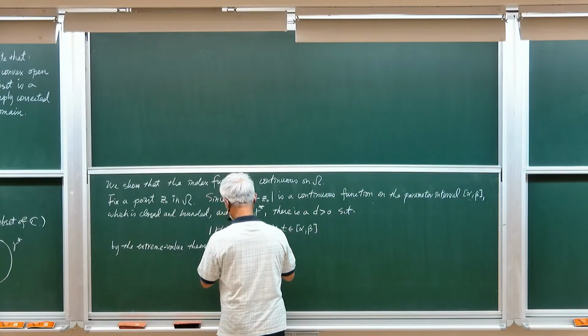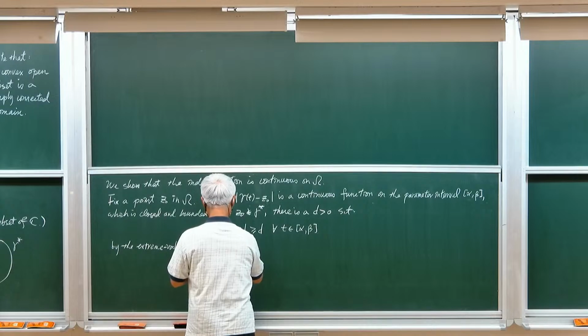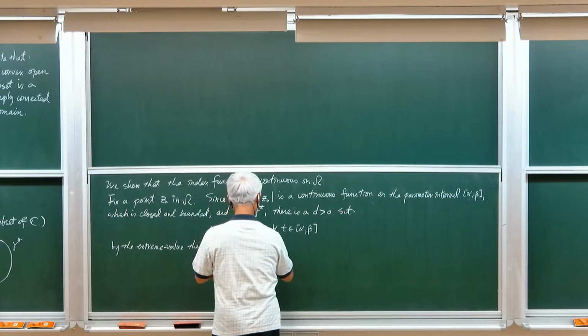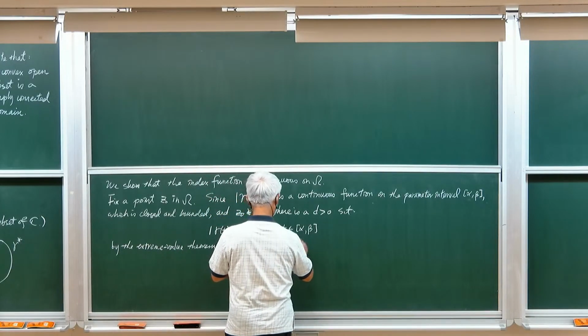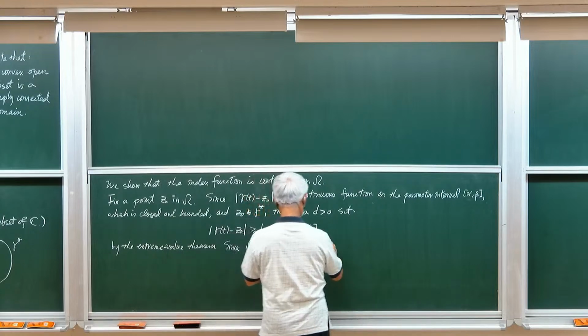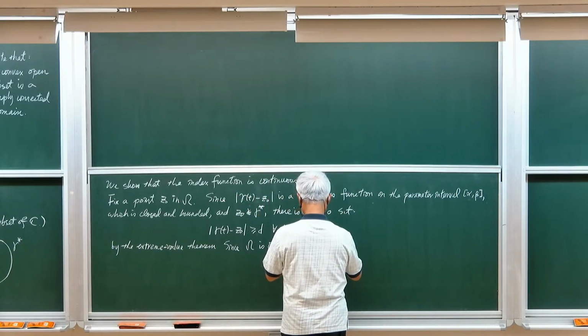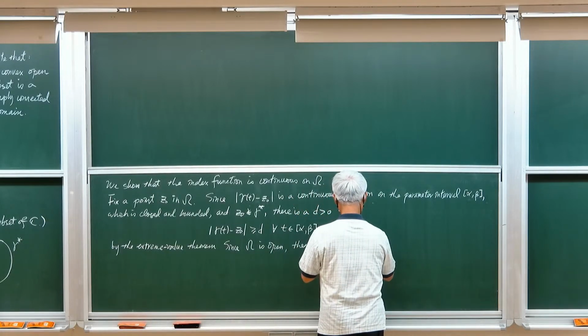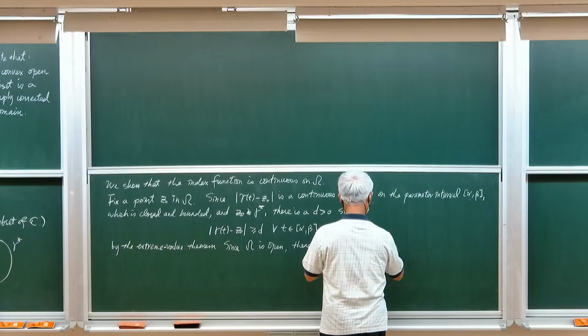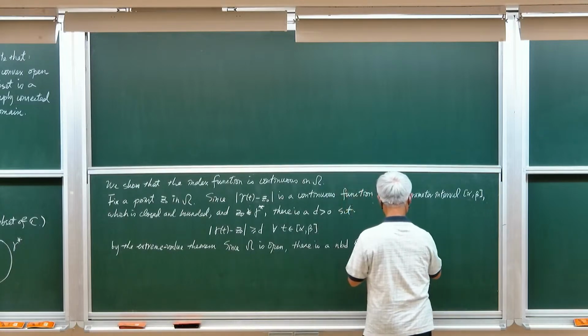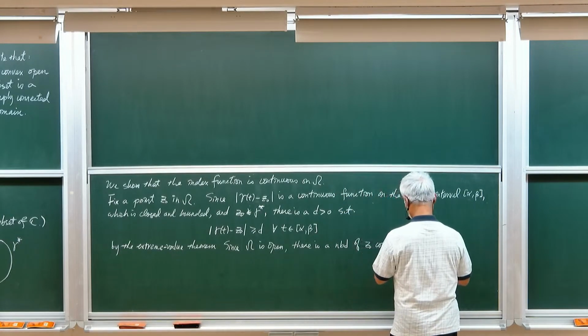All right. Now, since omega is open, there is a neighborhood of z0 contained in omega.